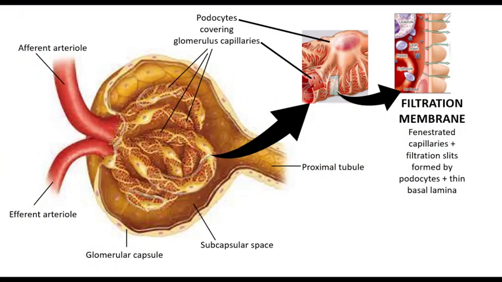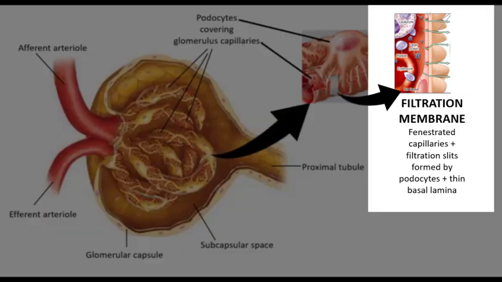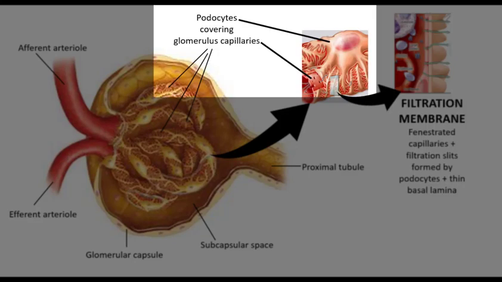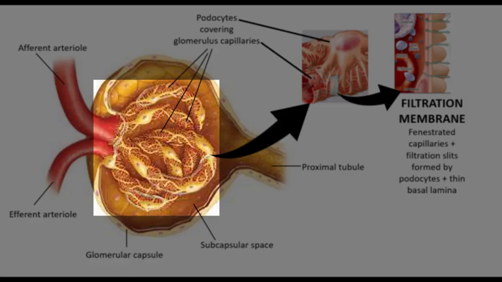Inside those corpuscles, the exchange occurs across what's called a filtration membrane. It consists of fenestrated glomerular capillaries and probably the coolest cells ever photographed, the podocytes. They cling to the surface of those capillaries and form filtration slits.